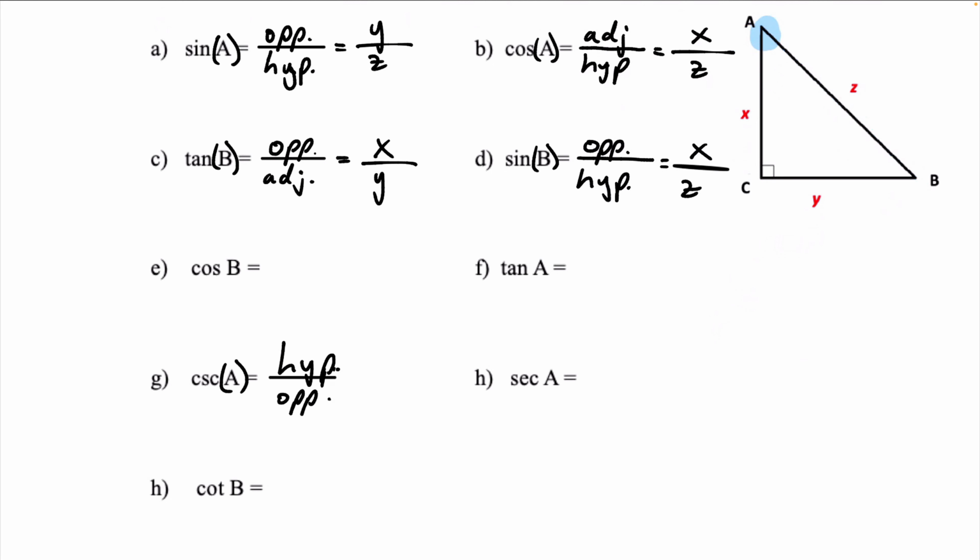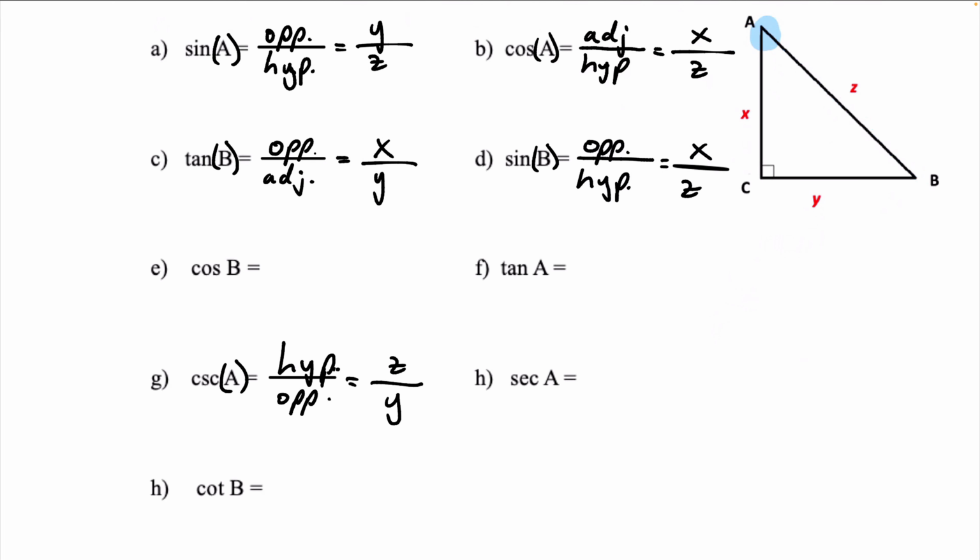So I'm at A. If I'm at A, which one is the hypotenuse? X, Y, or Z? Z, always going to be Z for this triangle. Location doesn't matter for hypotenuse. It's always opposite the right angle. Now I'm at A. Which one is the opposite if I'm at A? X, Y, or Z? Y. Good. So the relationship is Z divided by Y.